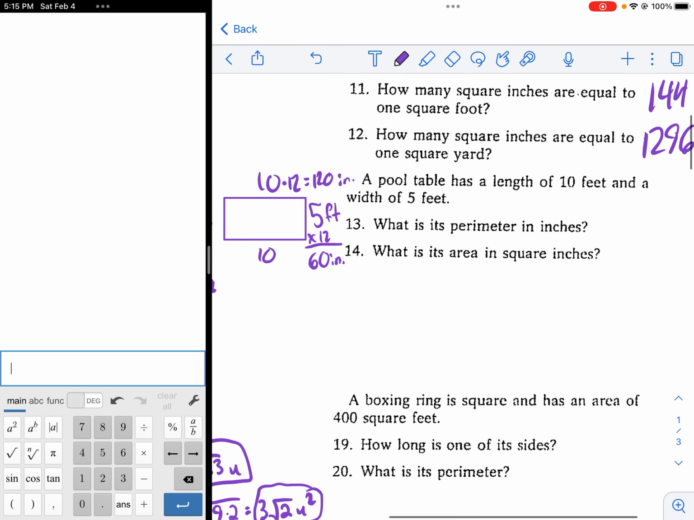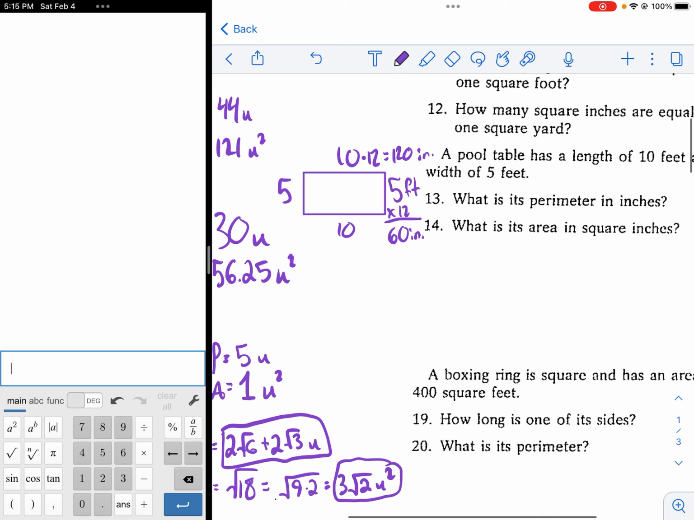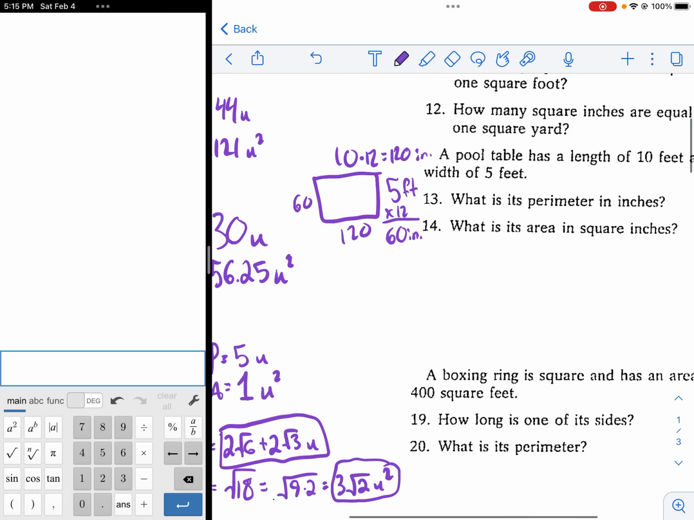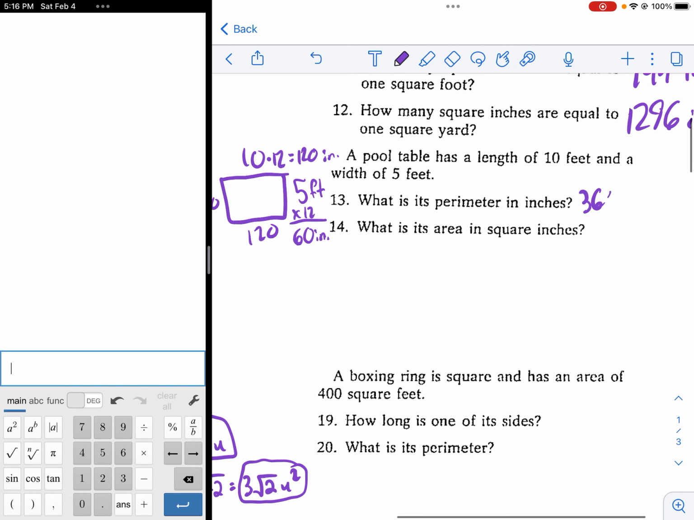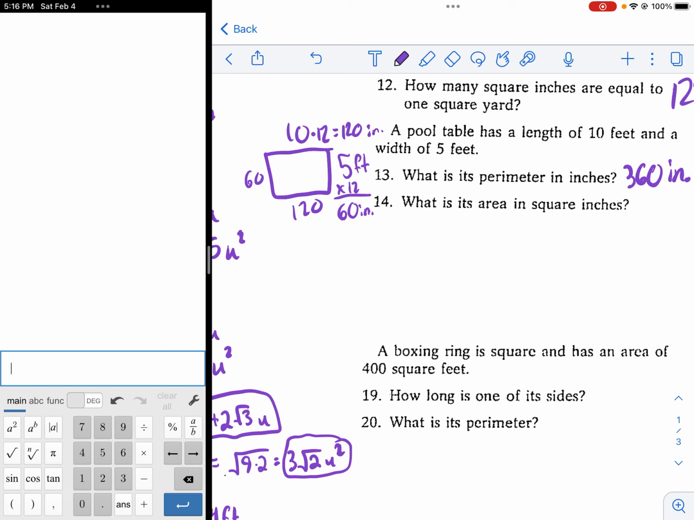All right, now we can find our perimeter. That'd be 120. This one would become 120 as well. This one would become 60. So 120, 60. So 60 and 60 make 120. So really it's like 120 times 3, which is 360 inches. And it's asked us, what is its area in square inches?